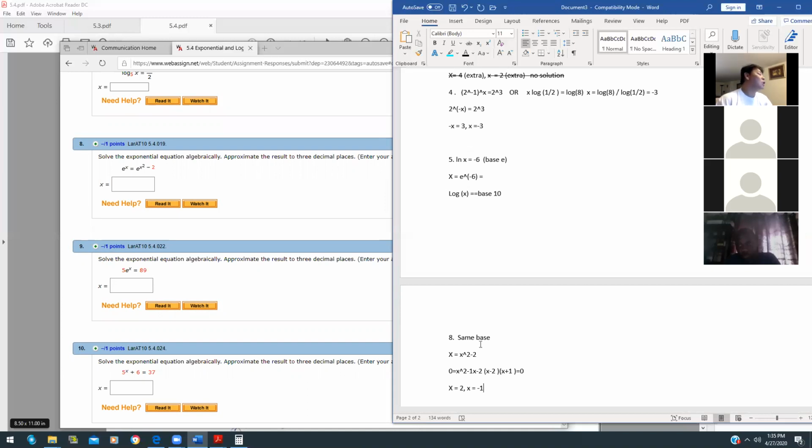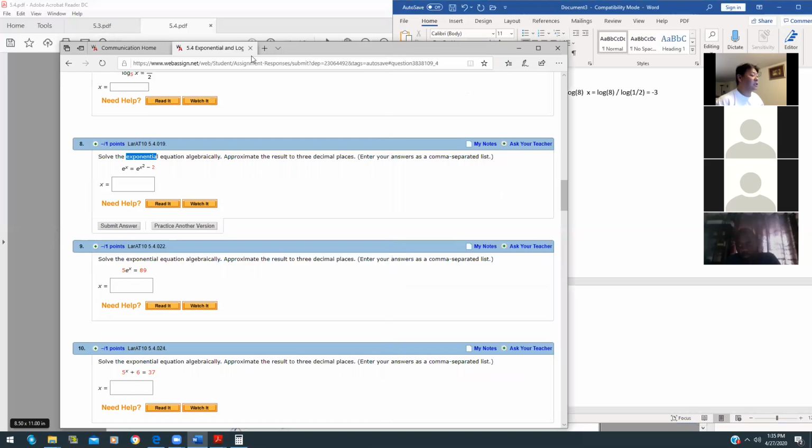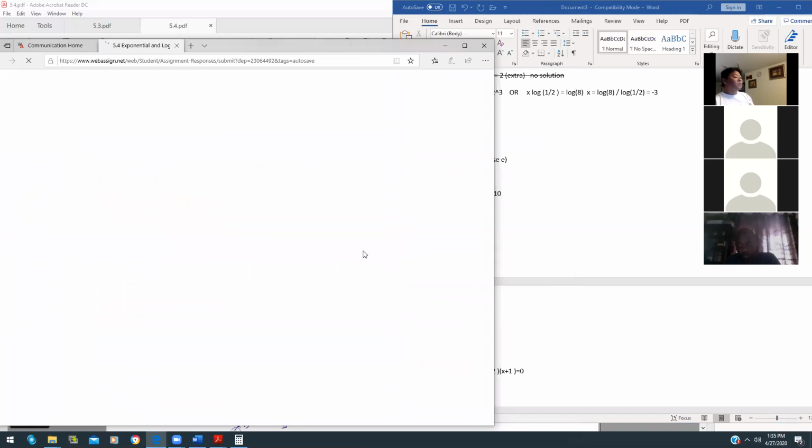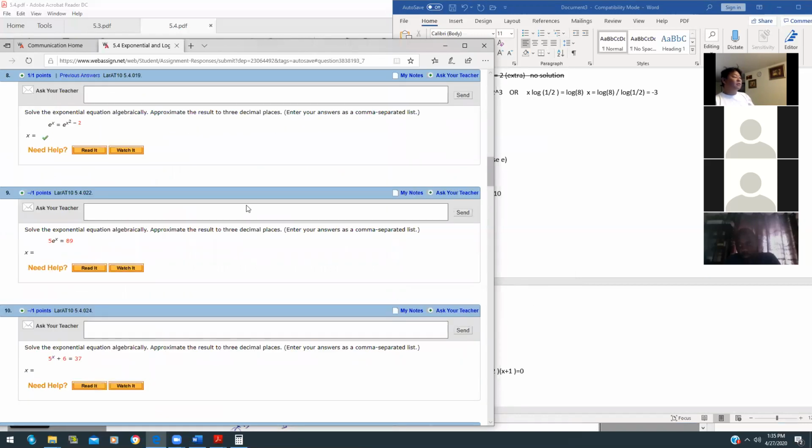And you do not need to check your answer here because it's exponents. See this exponent? So you do not need to check your answer. So your answer in this case is 2 and -1, so 2 comma negative 1. Are you all right with this kind of question?